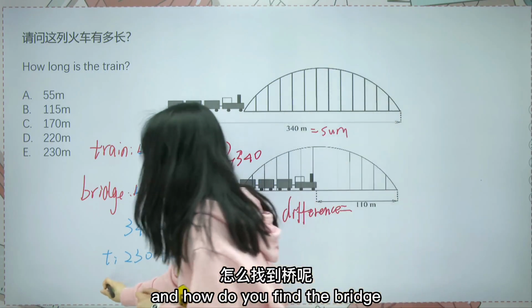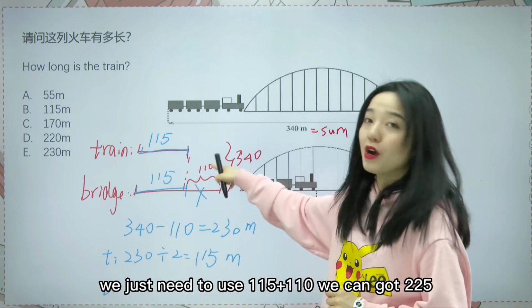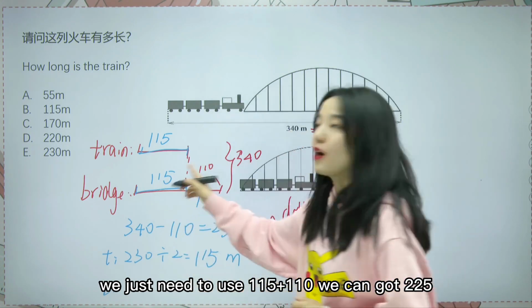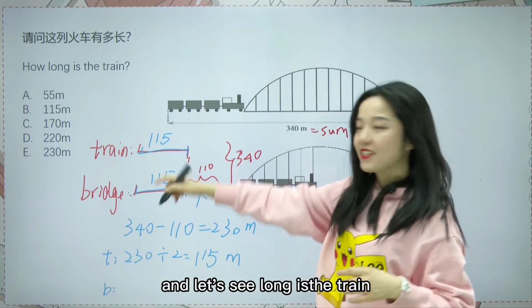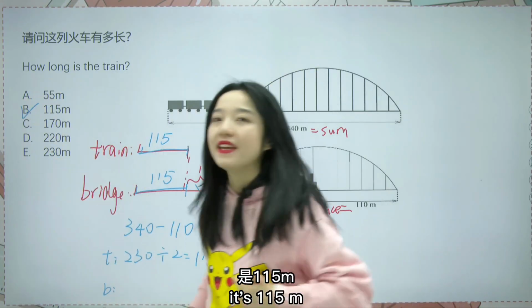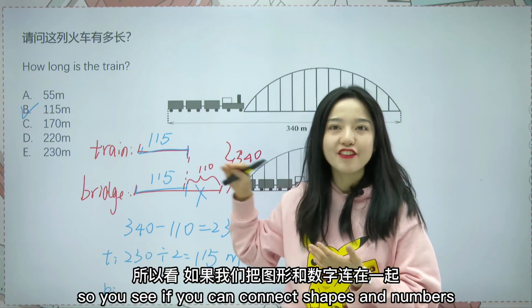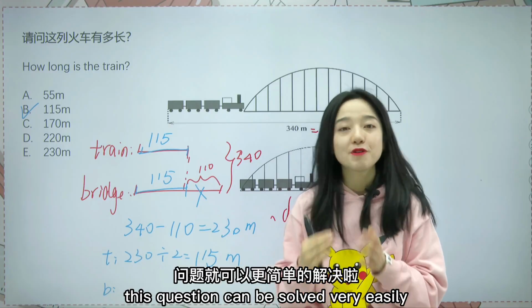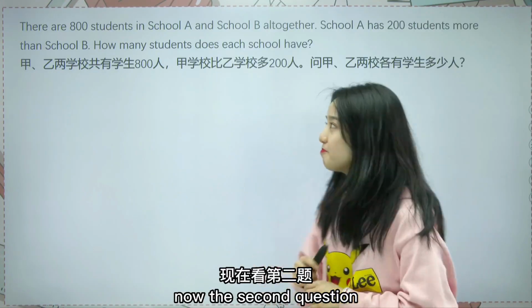And how to find the bridge? We just need to use 115 plus 110. We can get 225. And let's see how long is the train. We have already found it. It's 115 meters. So you see, if you can connect shapes and the numbers, this question can be solved very easily. Now, the second question.